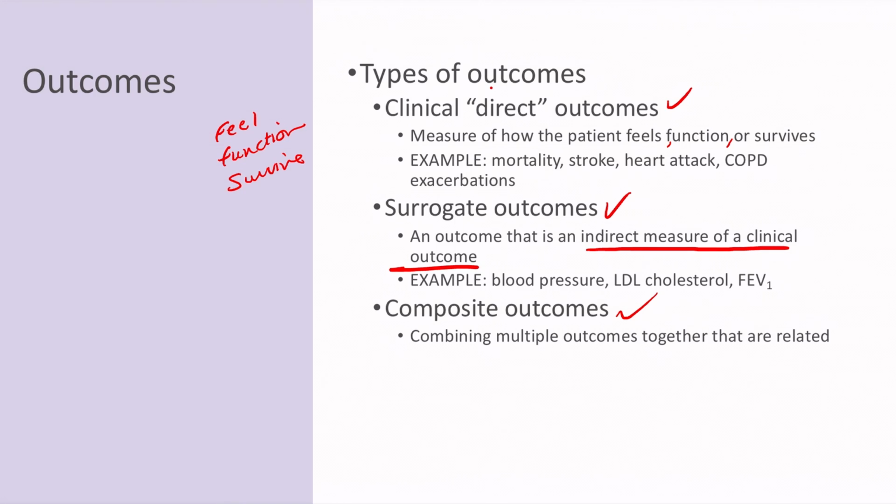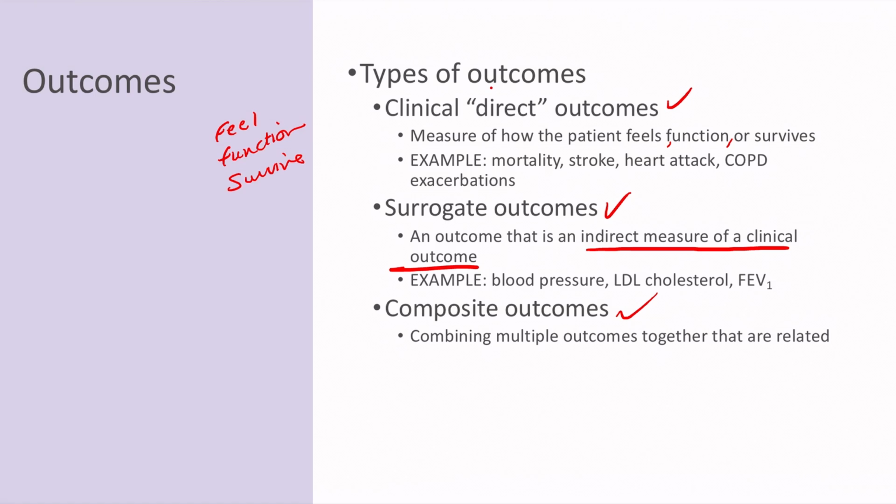We're going to talk about composite outcomes here in a minute. But for clinical or direct outcomes, these are the hard outcomes that patients care about. Am I going to live longer? Am I going to have a heart attack? Am I going to have a stroke? Am I going to have more COPD exacerbations? These are things that we think of as a direct outcome that the patient's worried about.